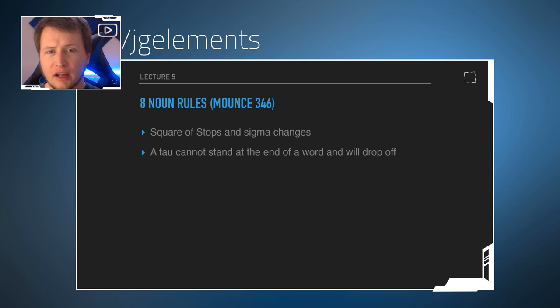So the eight noun rules, again, you'll find the full complete list on page 346 in the blue hymnal. You need to add the square of stops and the sigma changes. These will be important later on.